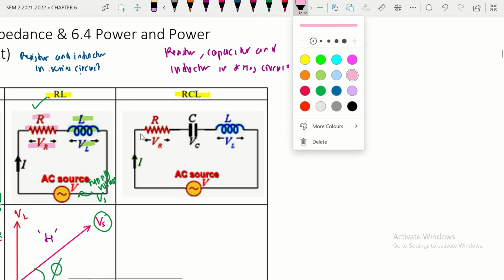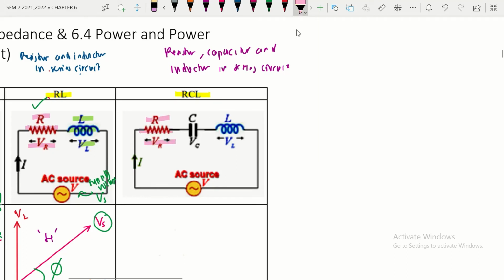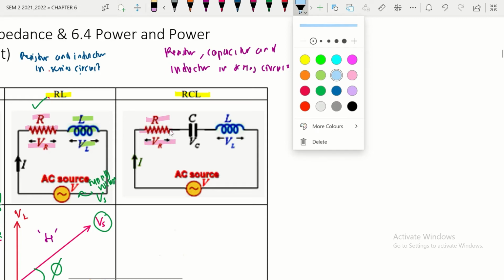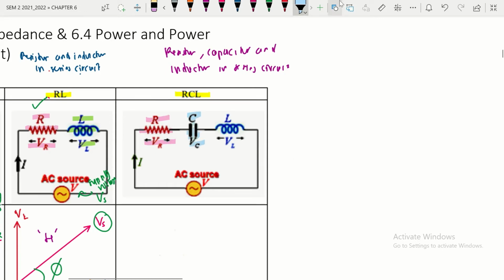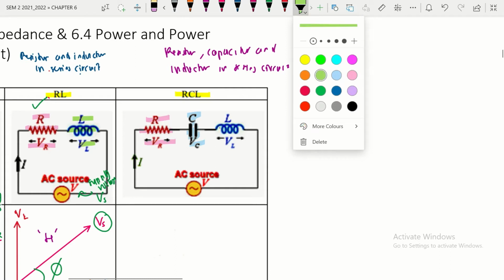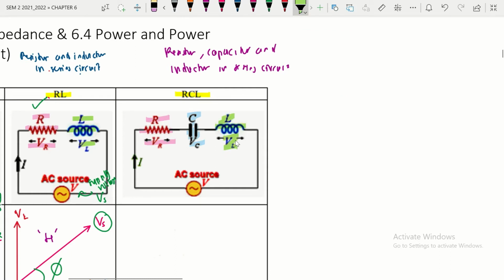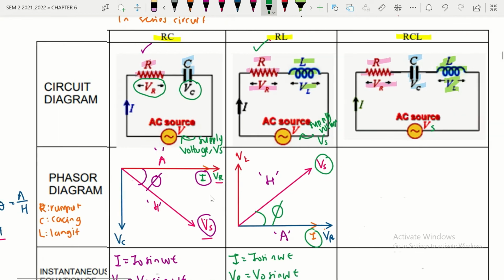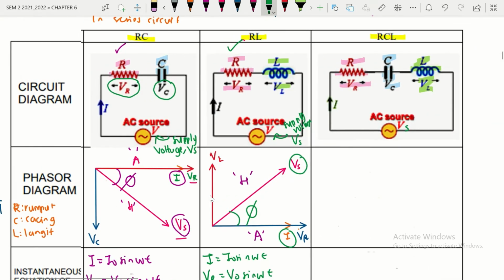First of all, dia akan ada resistor here, which is dia akan ada voltage across the resistor. Dia akan ada capacitor, which is dia akan ada voltage across the capacitor. Dan dia juga akan ada inductor. Voltage across the inductor. And, of course, mereka akan ada supplied voltage. So, dia is Vs lah. Supplied voltage. Okay, first of all, you have to draw your Phasor diagram.